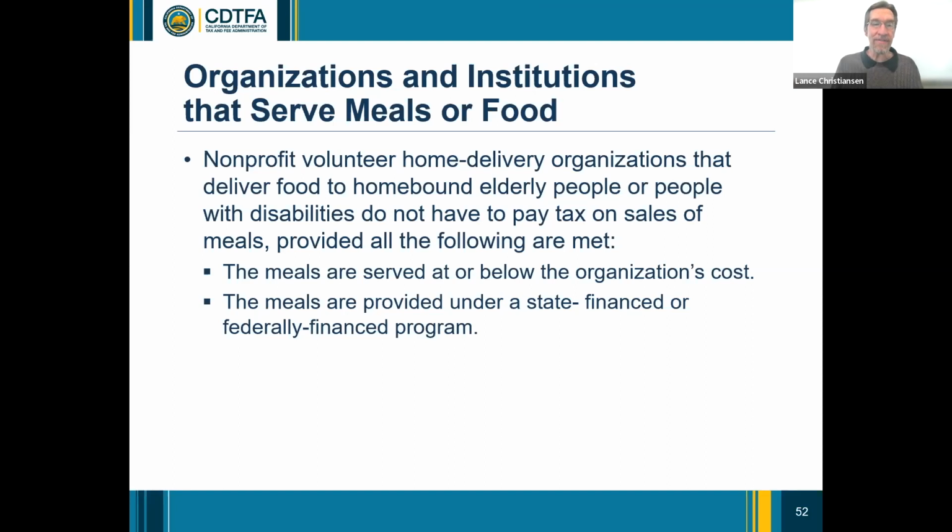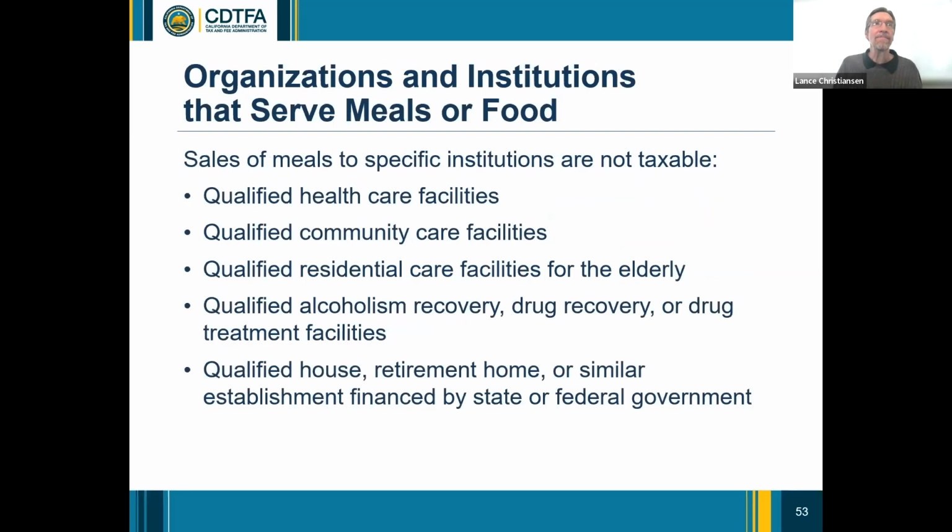Organizations that serve meals, nonprofit home delivery organizations, I'm thinking Meals on Wheels, are not taxable as long as the meals are served at or below the organization's cost, and those meals are being financed under some state or federally financed program. Also, these sorts of facilities are not going to be taxable if you are serving in a healthcare facility, community care, residential care for the elderly, recovery, like alcohol or drug recovery, and retirement homes. They don't have to charge tax.